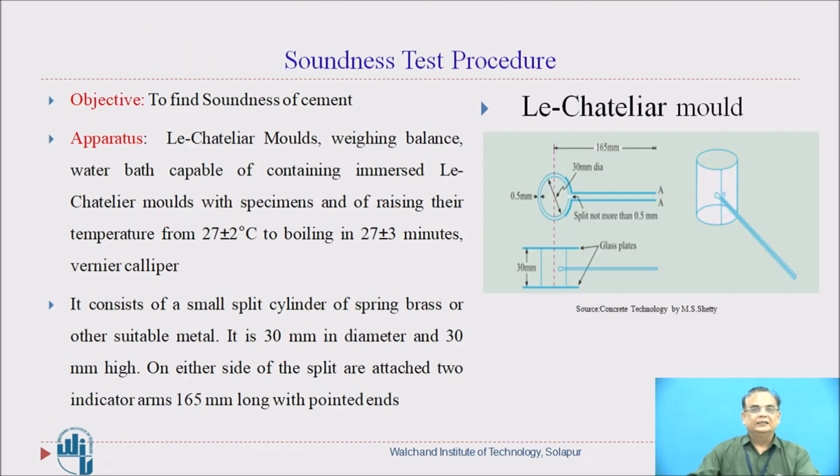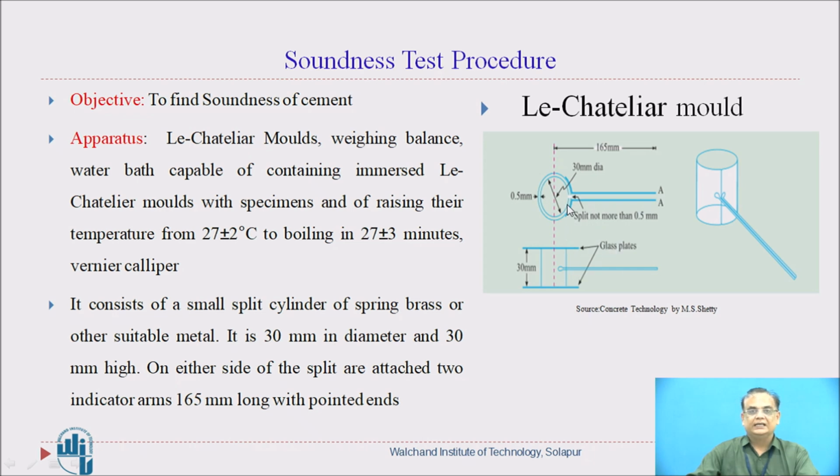Now let us see this test procedure, how the test is performed in the laboratory. The objective is to find soundness of cement. Apparatus used are Le Chatelier molds, weighing balance, water bath capable of containing immersed Le Chatelier molds with specimen and of raising their temperature from 27 plus or minus 2 degrees centigrade to boiling in 27 plus or minus 3 minutes, and vernier caliper. On the right hand side we can see the image in which the apparatus is shown.